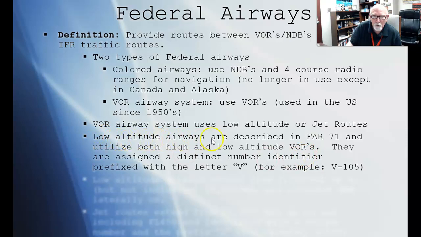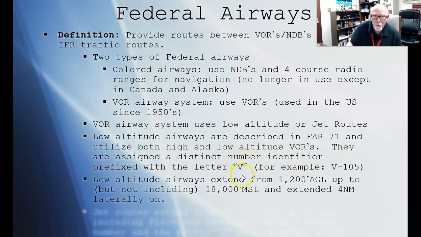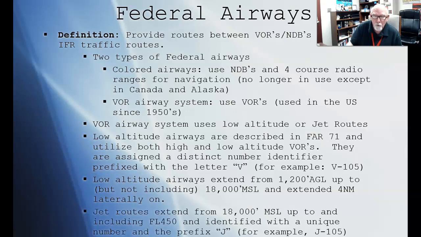And then low altitude airways are described in Part 71. They utilize both high and low altitude VORs. They are assigned a distinct number, like Victor 105, always with the letter V first. Low altitude airways extend from 1,200 feet up to flight level 180, or 18,000 MSL, and extend 4 miles laterally either side of the center line.